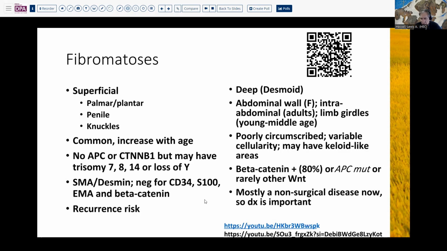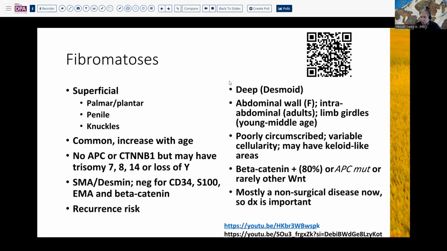Now, why you would ever need to do immunohistochemistry, I don't know, because these are very characteristic microscopically. But should you need to raise that consideration, these will have some myofibroblastic markers with SMA and desmin, but will be negative for CD34, S100, and beta-catenin. They do have somewhat of a recurrence risk in some patients.